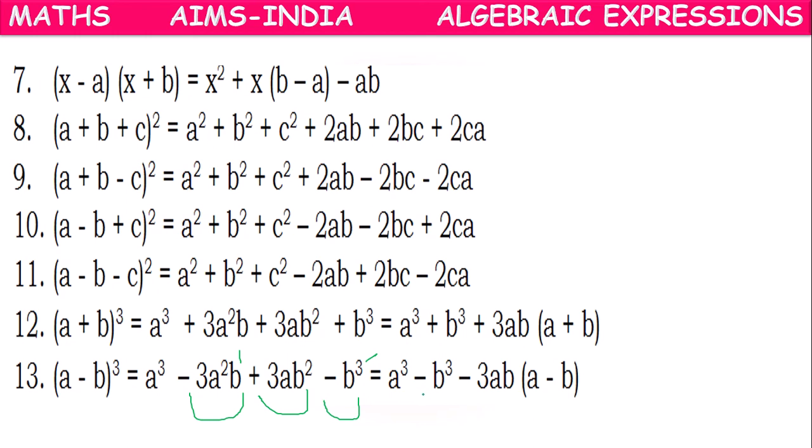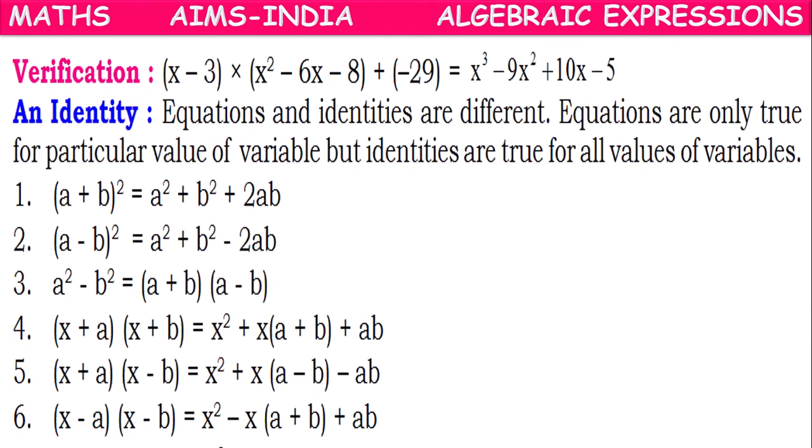We can also write in this way, all with minuses. Instead of all plus symbols, we can keep minus: a cube minus b cube minus 3ab into a minus b. Like that also we can write. These two are one group, children. You have to remember them separately. So these are the identities which are to be remembered.